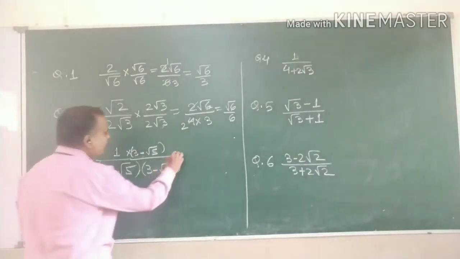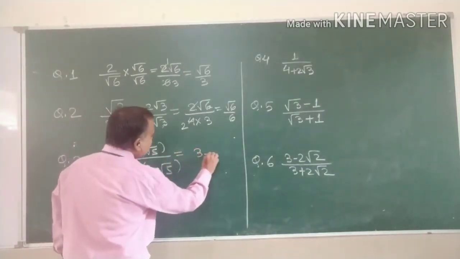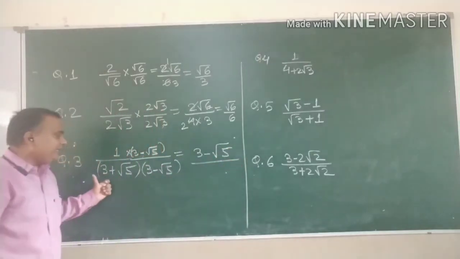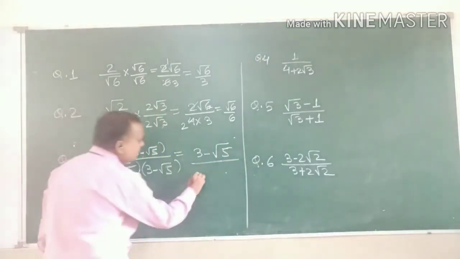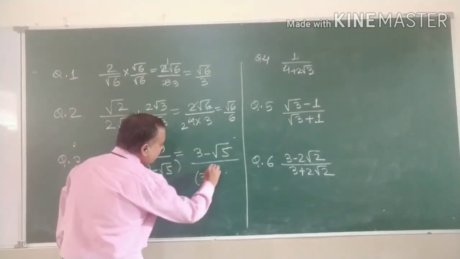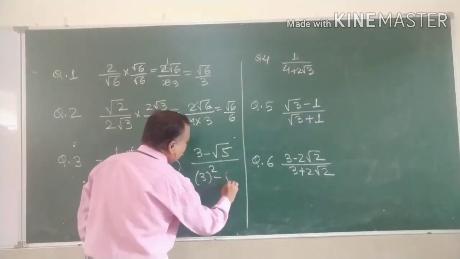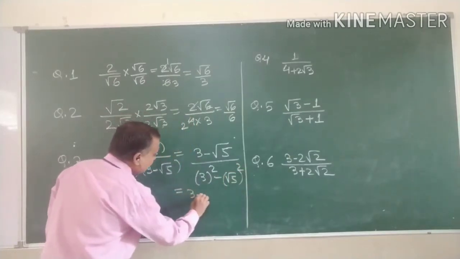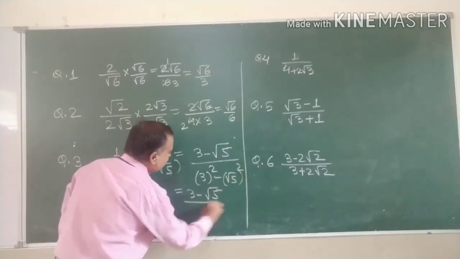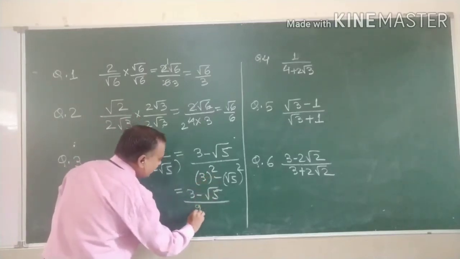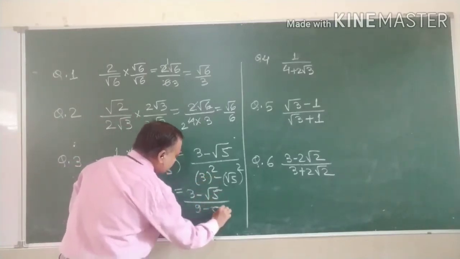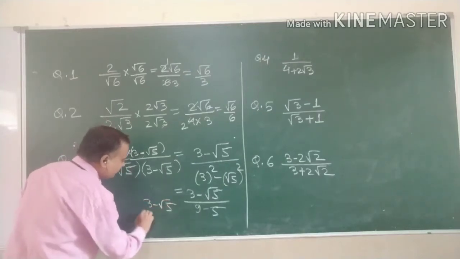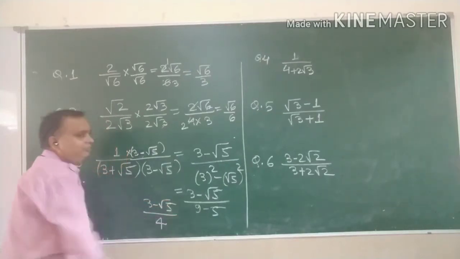So by the algebraic identity, I can write a square minus b square, where the value of a is 3 and the value of b is root 5. So that is 3 square minus the value of b, root 5, squared. That is 3 minus root 5 upon 3 square 9, root 5 square 5. So the answer is 3 minus root 5 upon 9 minus 5, 4.